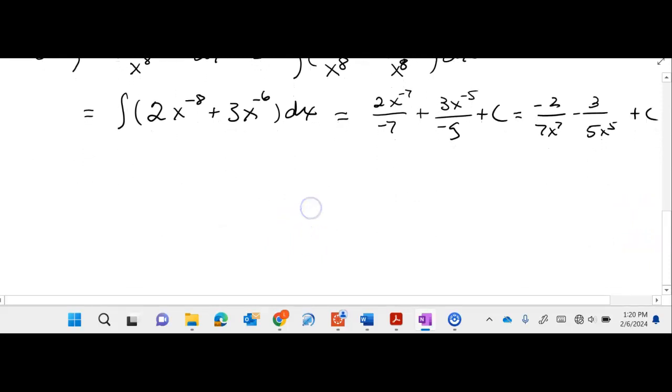Also, with trig functions, and we're going to expand this a little greater in section 8.3.